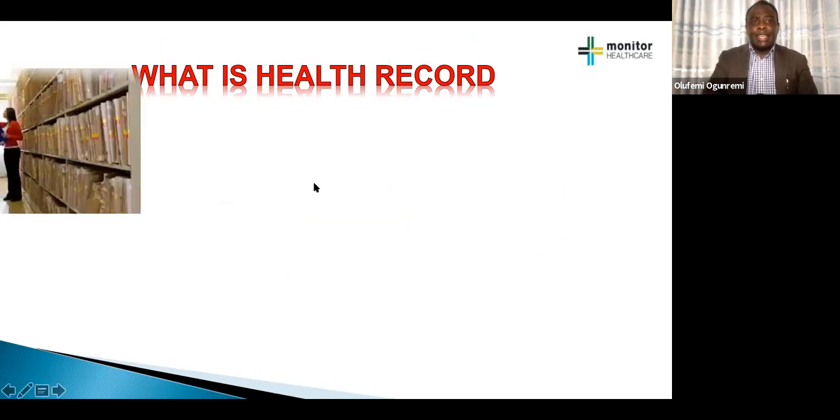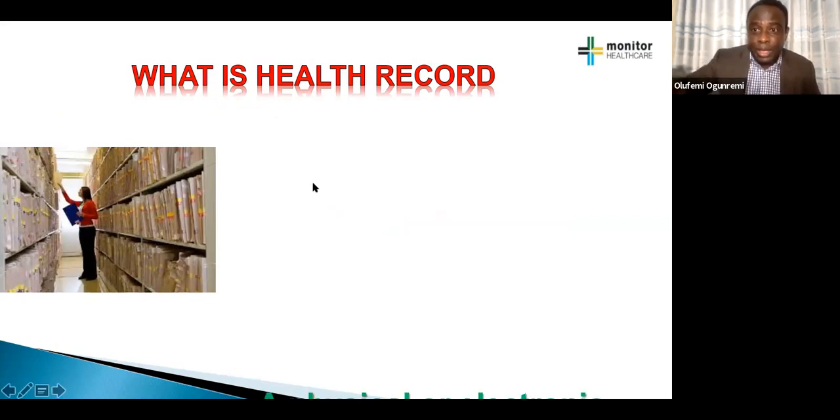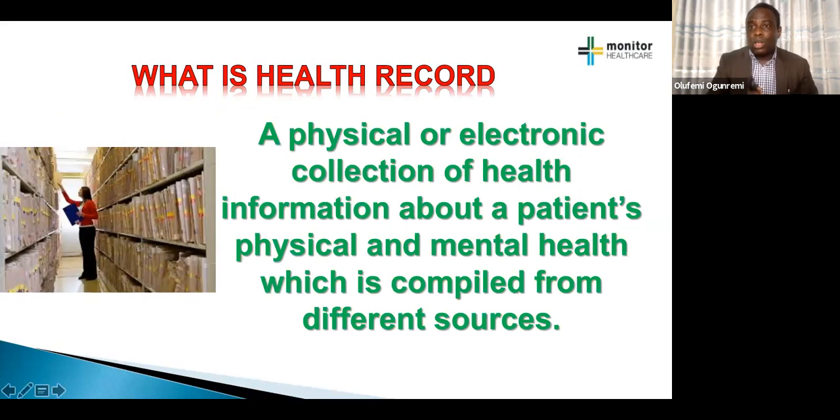Now, that takes us to what we mean by this health record that I've been banging on about. If we look at the picture here, that's where I think most systems start from. Well, maybe not. In history, there have been situations where people have been treated without any form of record. But the kind of record that the majority of us are used to is the paper form of record. So let's see how we can easily define health records. It is the physical or electronic collection of health information about a patient's physical and mental health, which is compiled from different sources.